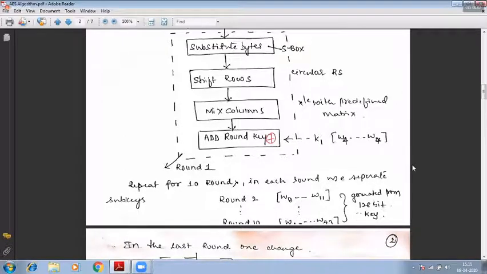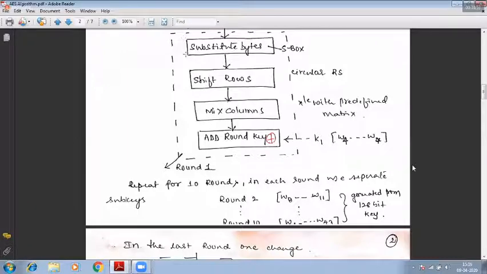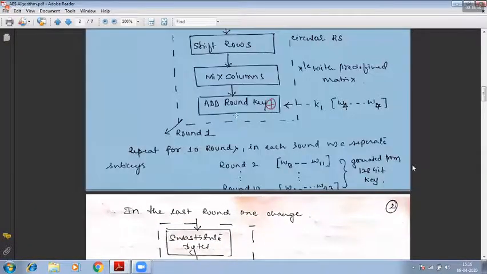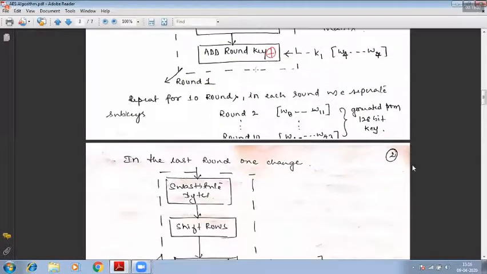Where I'm getting all these particular sub keys is through the generation of the 128-bit key. So let me complete this and then go through each particular block in detail. After this, whatever output I get at the add round key combination would be converted into the ciphertext, which is once again a combination of 128 bits, right?